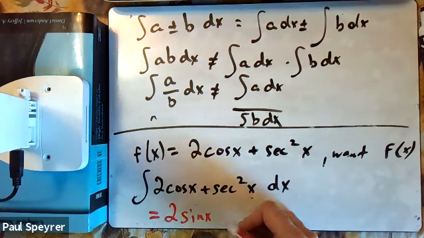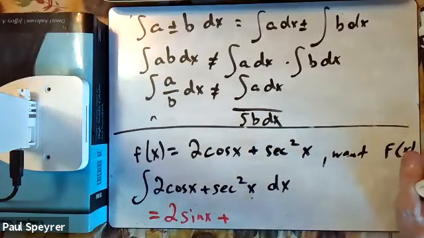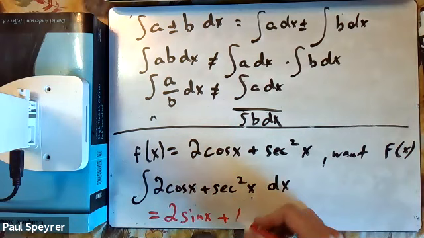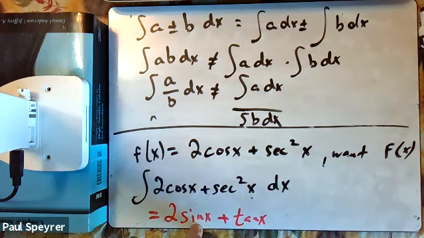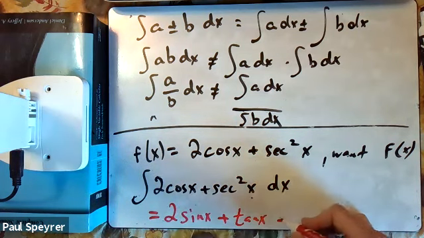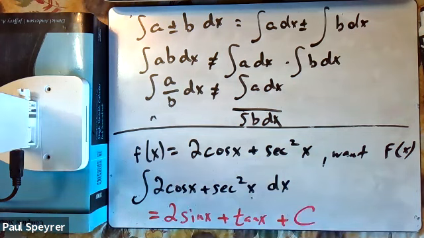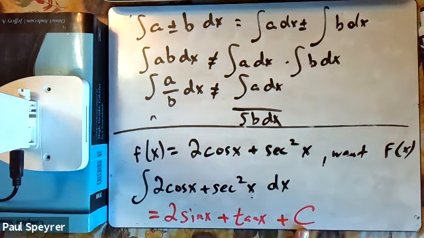And then what's the antiderivative of secant squared? Well, again, you want to think, what's a function I can take its derivative of that bounces me back to secant squared? It's tangent of x. Because what's the derivative of tangent? Secant squared. What's the derivative of sine? Cosine. And then don't forget your C. And on WebAssign, make sure it's an uppercase C.